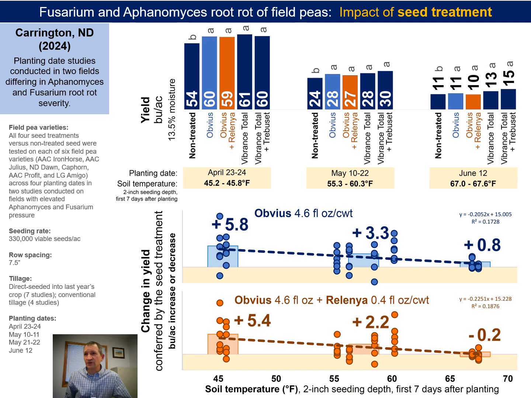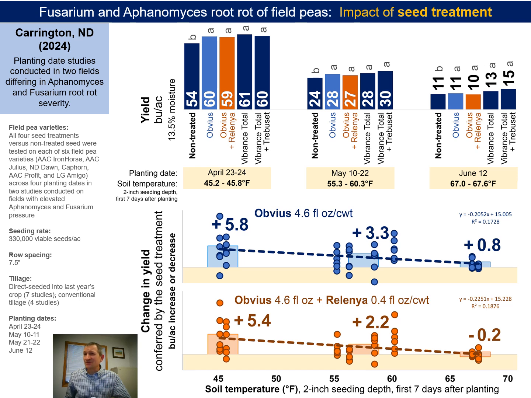You look at comparative yields in the bar graphs of Obvious versus Vibrance Total, and there is certainly a trend that's quite consistent of the Vibrance Total yielding higher. Okay, but in the very cold soils, you can see that really any of these seed treatments work really well for you. Certainly, there was no need to add Rellenia to Obvious. But really, any of these seed treatments work well for you in the really cold soils. And when you got to the really warm soils where you see that strongest trend with Vibrance Total performing a bit better, who cares? I mean, your potential is 11 to 15 bushels an acre.